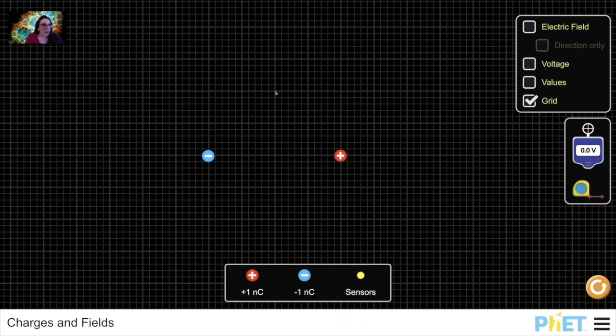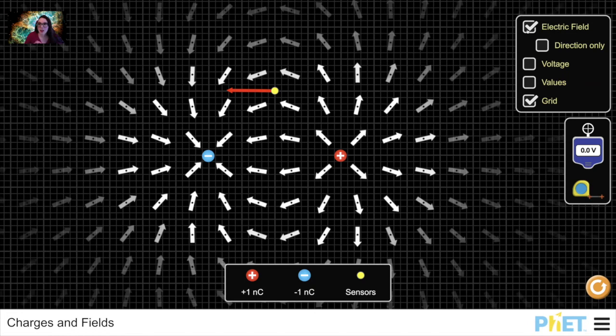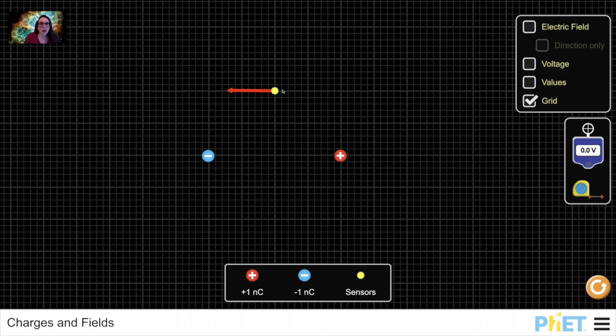So for this configuration, what I can do is bring in this little yellow dot here, which is the sensor, put it here, and the sensor is telling me the direction of the electric field at this point. I could click on the full electric field vectors so we can see that. But at this point right here, where I'm evaluating the electric field, the total electric field vector is pointing to the left. Okay, so why does that make sense?